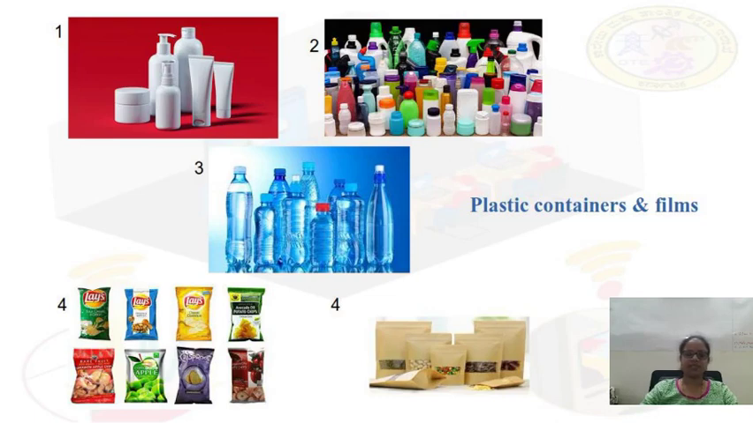Next is image number 3. Here are the transparent bottles. In this era we use a lot of plastic bottles for carrying water. This is a very easily contained packaging material. It avoids spillage, is light in weight, and is easily transportable. The material used to manufacture the transparent water bottles is PET. We call them PET bottles.